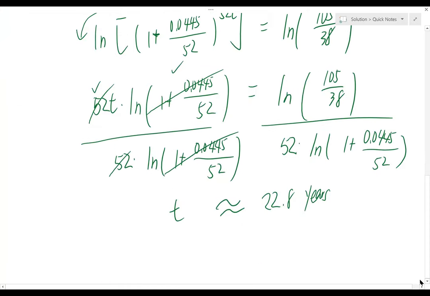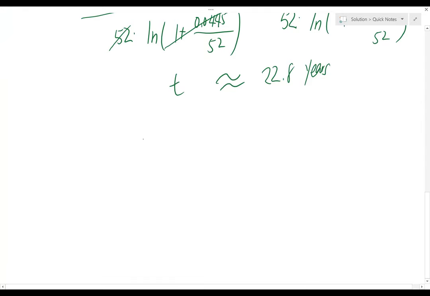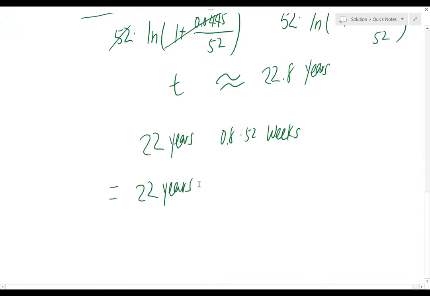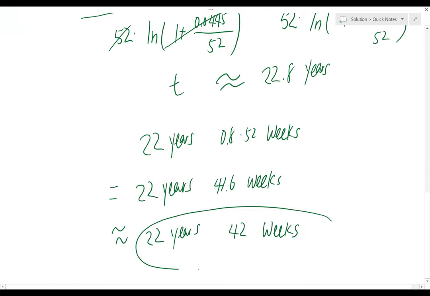So we know that it's going to be 22 years and multiply 0.8 by 52 weeks, and we get 22 years, 0.8 times 52, and that turns out to be 41.6 weeks. And they want us to round to exact weeks, so that should be approximately 22 years and 42 weeks. All right. And so that's how you run it, the whole week, right? 22 years, 42 weeks. Any questions on this?